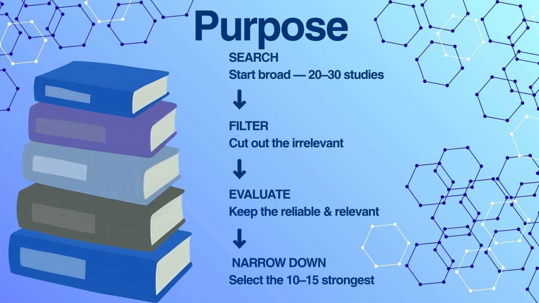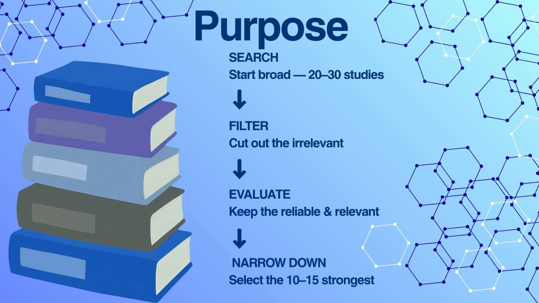Instead of simply collecting as many papers as possible, we use several steps to search for relevant studies, filter out sources that are not useful, evaluate the quality of the literature, and finally narrow everything down to the strongest sources. The overall goal is to produce a literature review that is focused, credible, and meaningful. In the following slides, I'll explain the different methods we can use to achieve this.